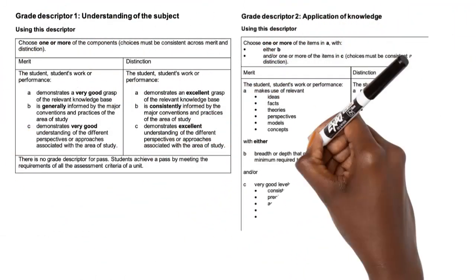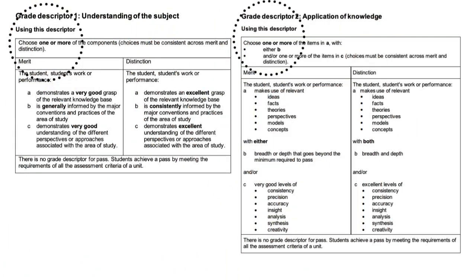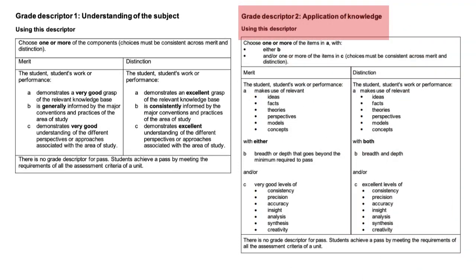Here are the grade descriptors 1 and 2. At the top you'll find instructions on how to use the descriptor. In grade descriptor 1, understanding of the subject, it's a simple choice. Choose one or more of the components below, A, B or C. In grade descriptor 2, application of knowledge, the choice is a little bit more complex. Choose one or more from the items in A with either B and or one or more items from C.